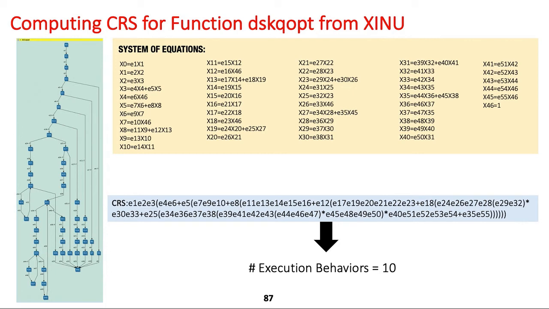Here is an example from the GNU operating system. This DSK opt is the function. In this case, the function has 46 statements, and so we have 46 variables, and we get the CRS for the function. And if we look at the CRS, it looks complicated, but just by using the rules of operations like the distributivity, associativity, etc., especially the distributivity, we can count the number of behaviors. It's 10.